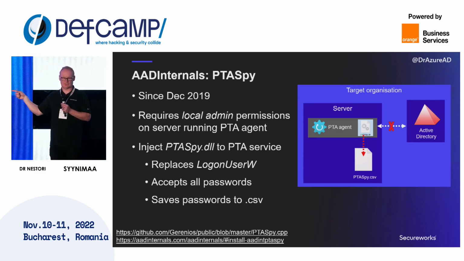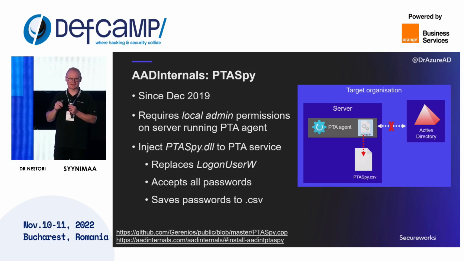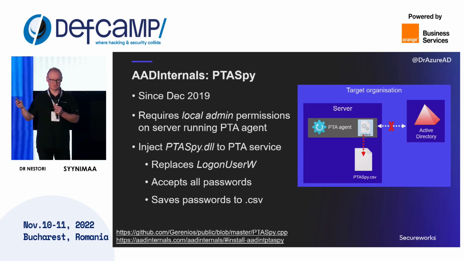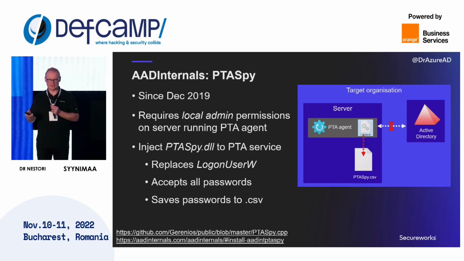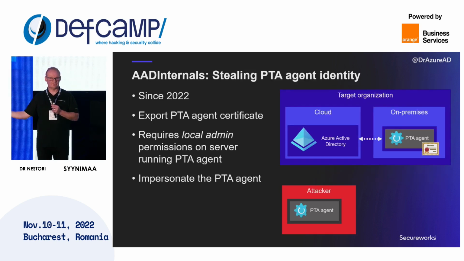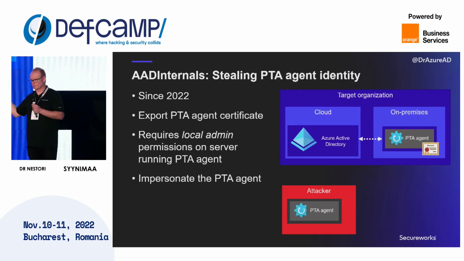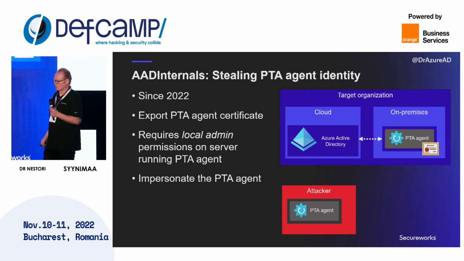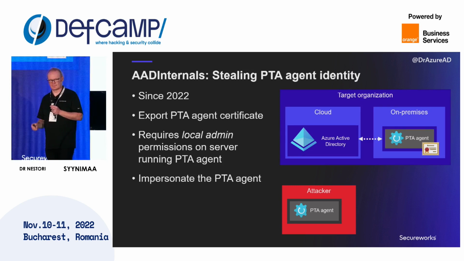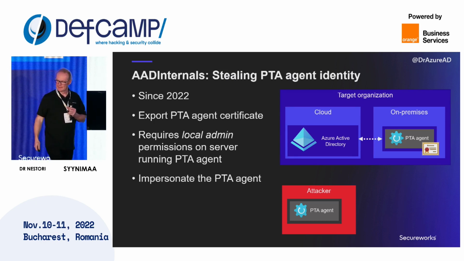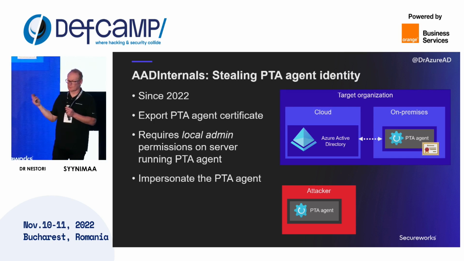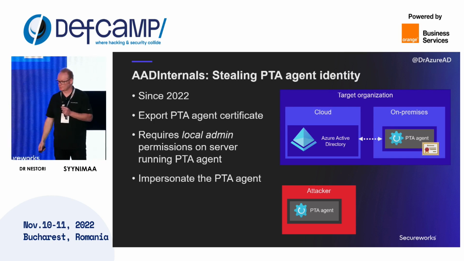But this is a bit noisy. When you are injecting something into processes in Windows, every EDR solution nowadays will notice that and block it or whatever they are doing. So we invented another way, based on our research this year. We can now steal the identity of the PTA agent. So we don't have to be on the server anymore. We can be the server. And this also requires only local admin permissions on the target server.